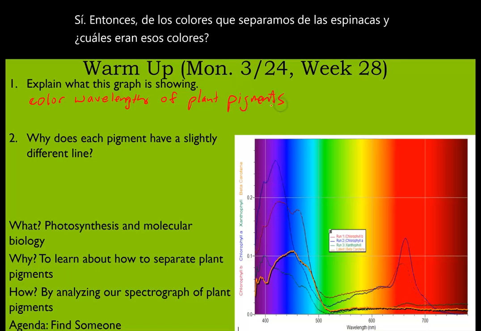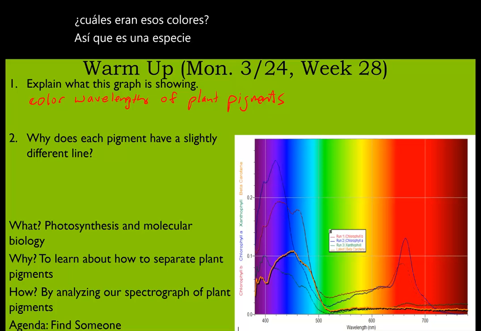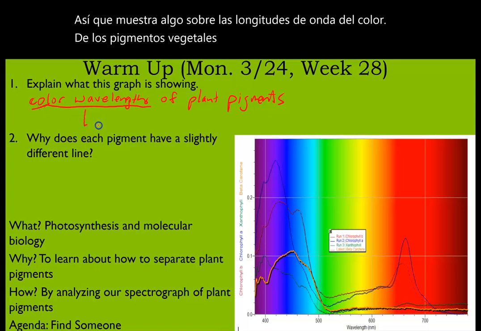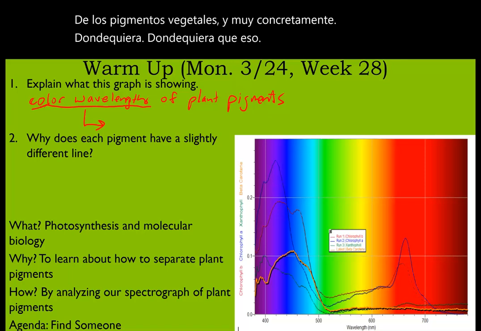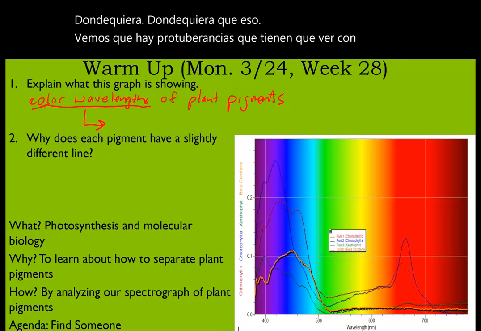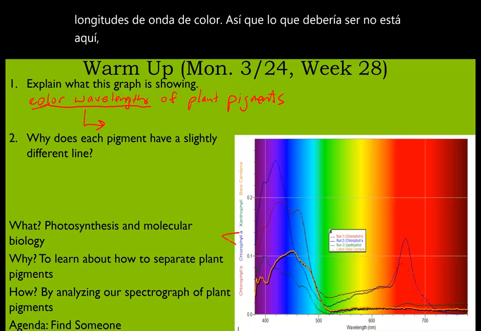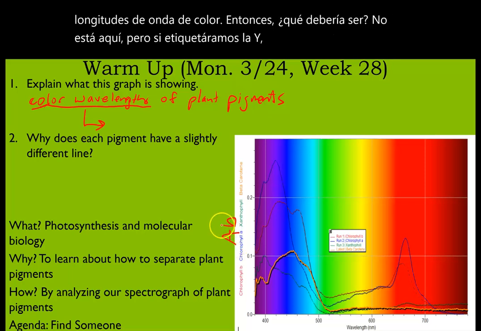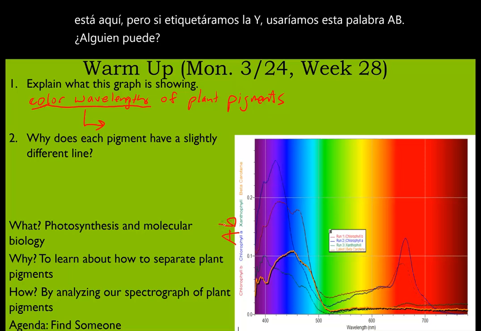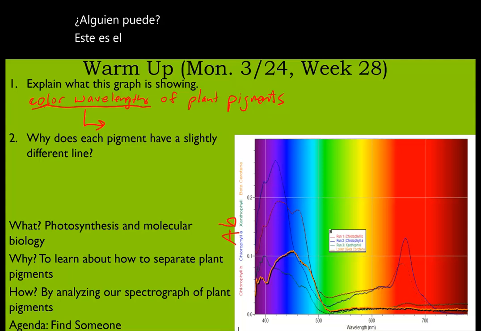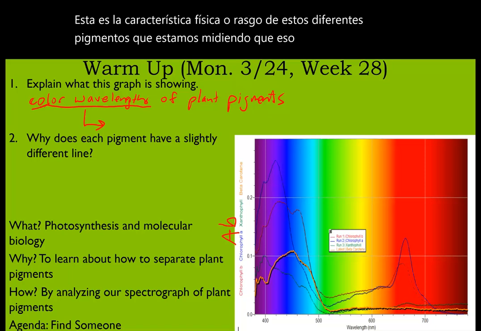Yeah, so it's kind of showing something about the color wavelengths of the plant pigments, and very specifically, wherever we see there's bumps, that has to do with the color wavelengths. So what should be, it's not here, but if we did label the Y, we would use this word. This is the physical characteristic or trait of these different pigments that we're measuring that's making those bumps.